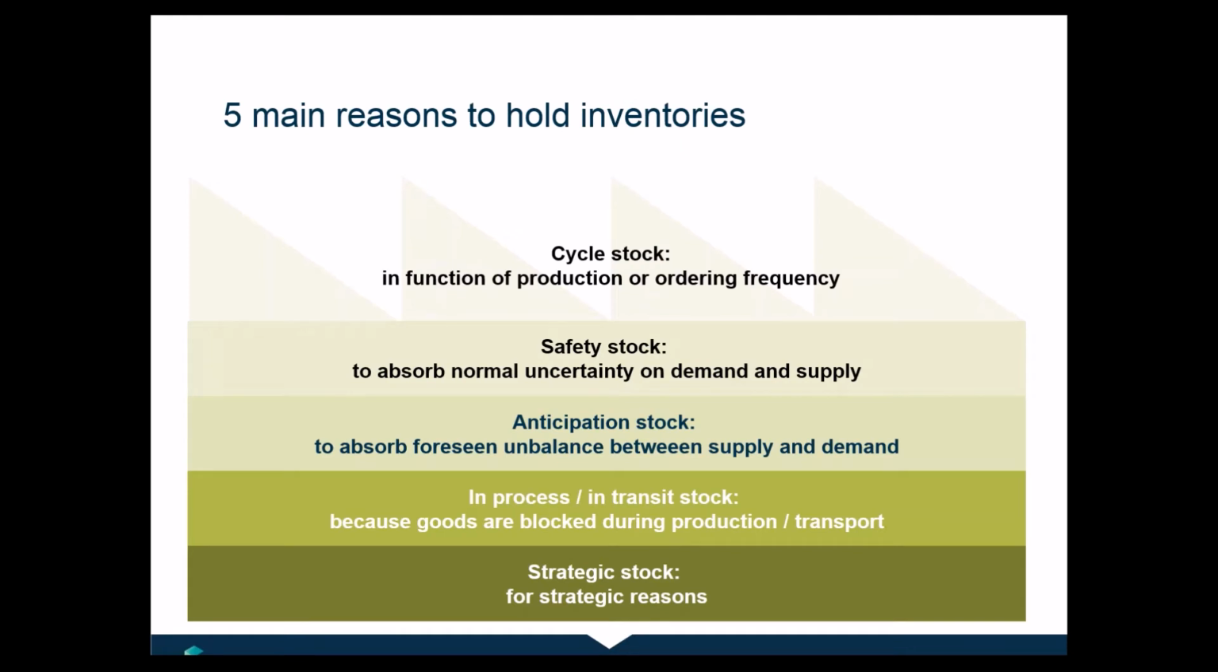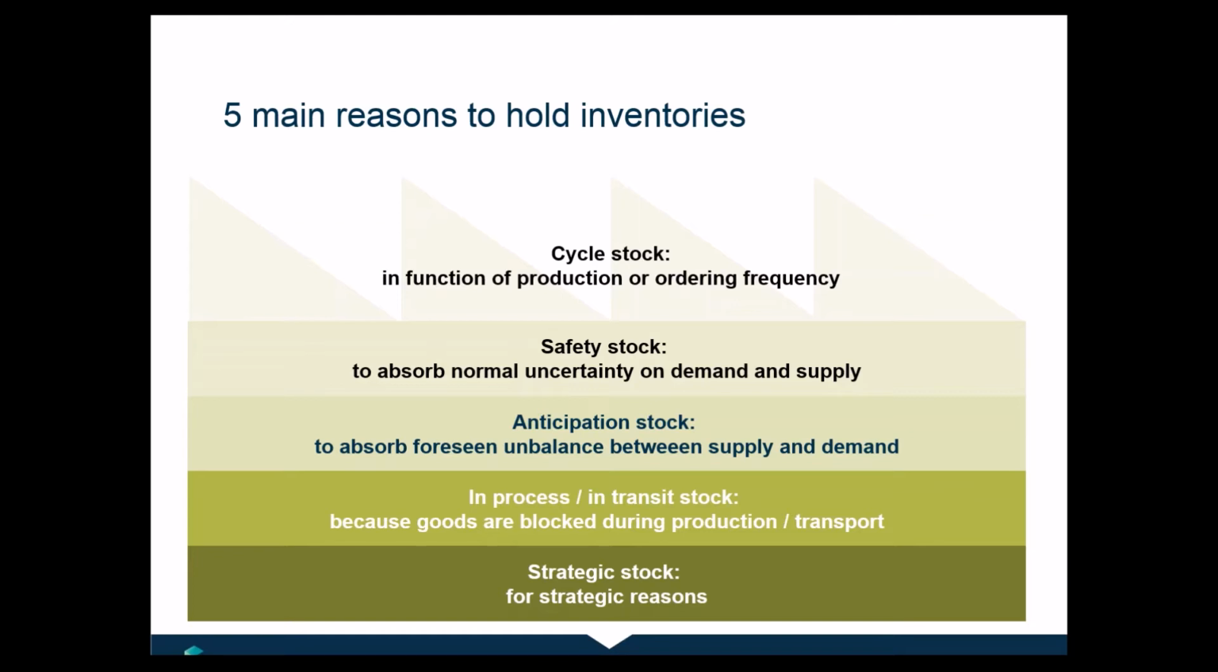So why do we need inventory? This seems an obvious question, but I see that many companies struggle with that. And this chart shows 5 basic layers of inventory. First is cycle stock, which is linked to our production or ordering frequency. If I produce only once a month, then I will carry on average 2 weeks of inventory. If I produce once every 2 weeks, then I will carry on average 1 week of inventory.